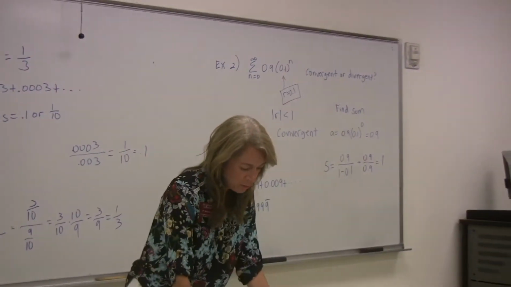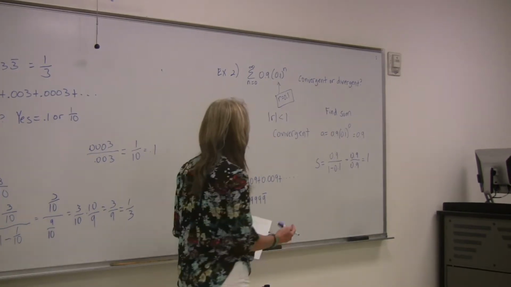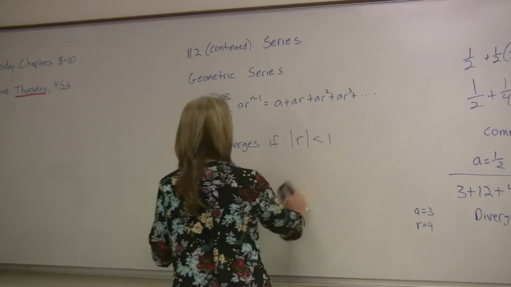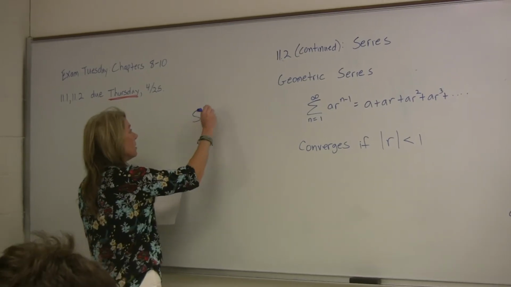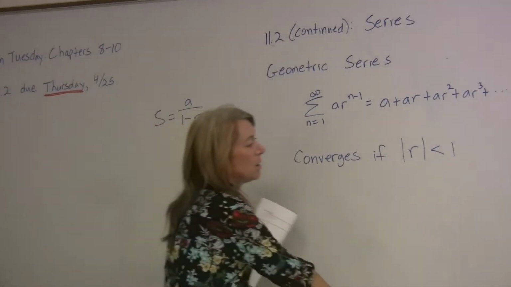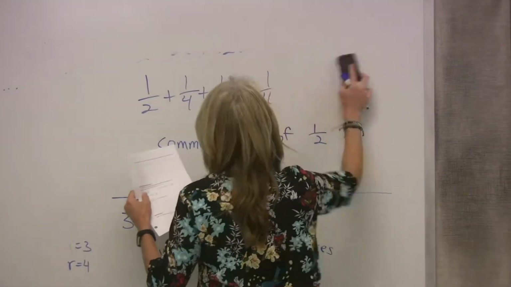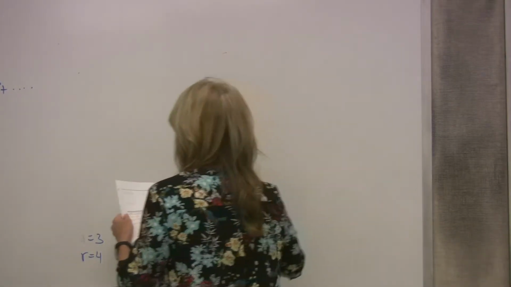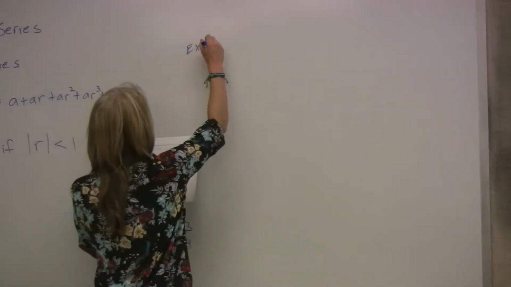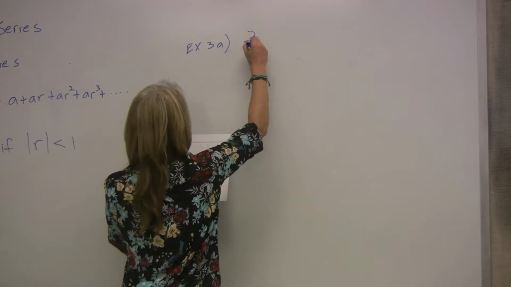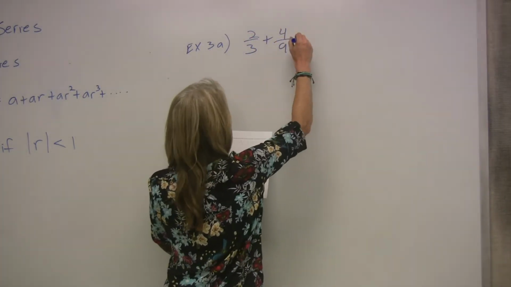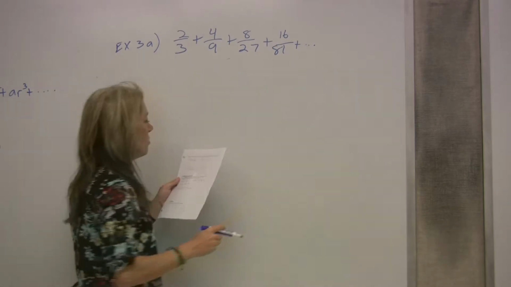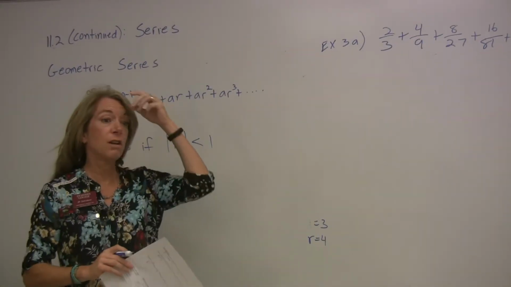Next page, 2 more examples. Let's look at these geometrics and decide if they converge or diverge. Just by looking at them, if we can tell the common ratio. The sum is A over 1 minus R. Example 3A: 2/3 plus 4/9 plus 8/27 plus 16 over 81. The question is the same as that last one. Does it converge or diverge? If it converges, find the sum.